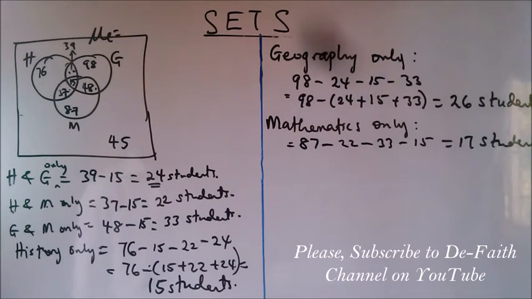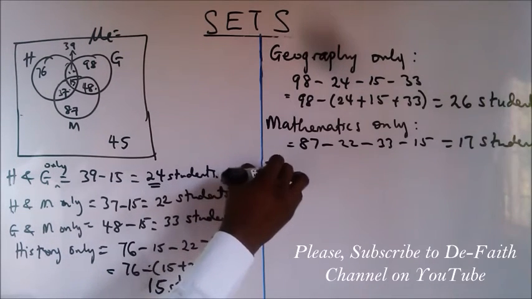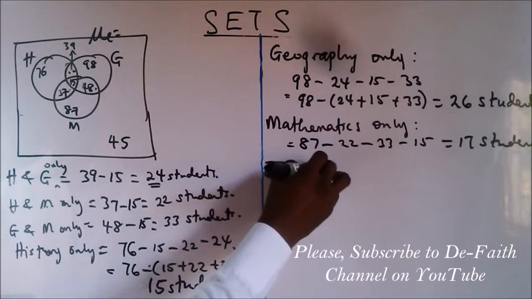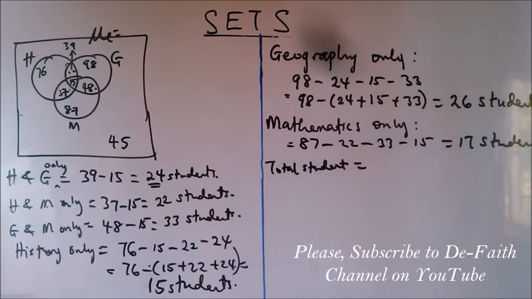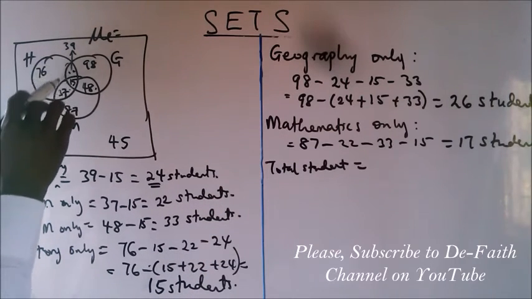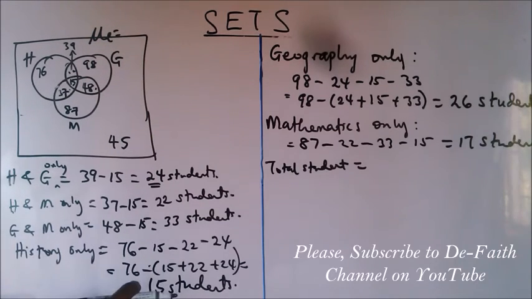Now from this information, we can find the total number of students that took part in this survey. And how is that done? The total students will be the total number of students that love only history. For only history, we have 15.